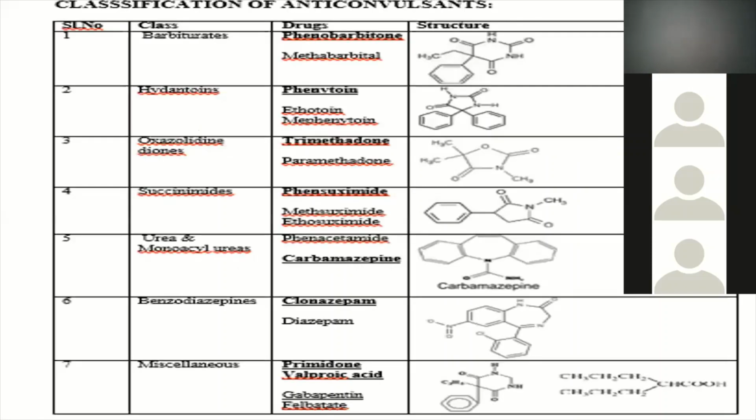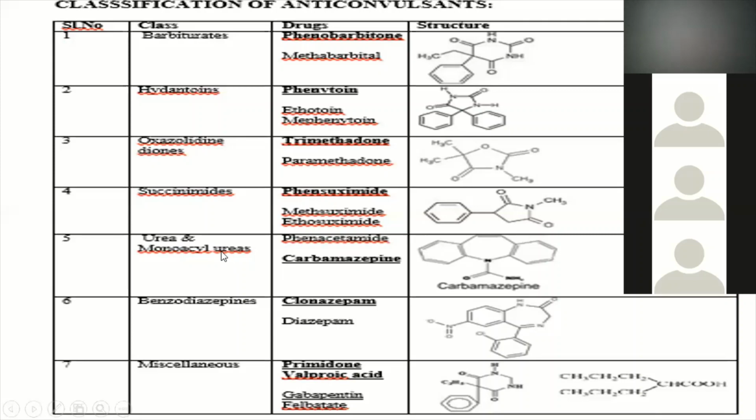So this is a classification of the drugs which we have seen in the previous class also. You can see here barbiturates. Mainly we have Phenobarbitone. Then Hydantoins, we have phenytoin, mephenetoin, ethotoin, etc. Then trimethadione, paramethadione, oxazolidines. Then in succinimides, we have phensuximide, methsuximide, etc.